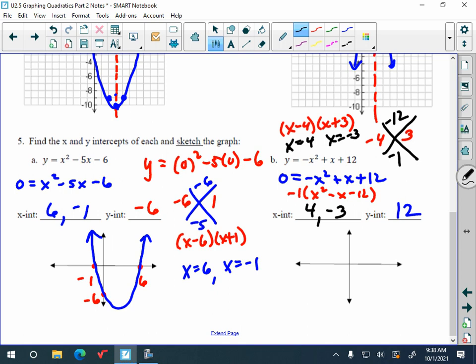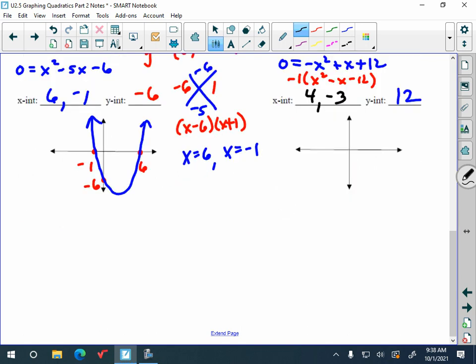All right, so let's plot all that stuff, connect them. All right, so positive 4, negative 3, positive 12 on the y, up there somewhere. We're leading off with a negative, so we know the graph's facing down. So easy.